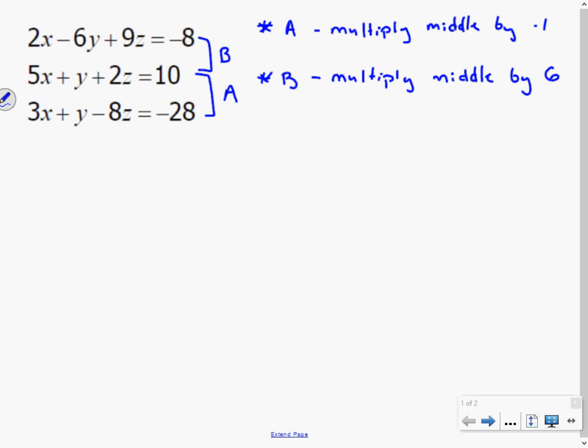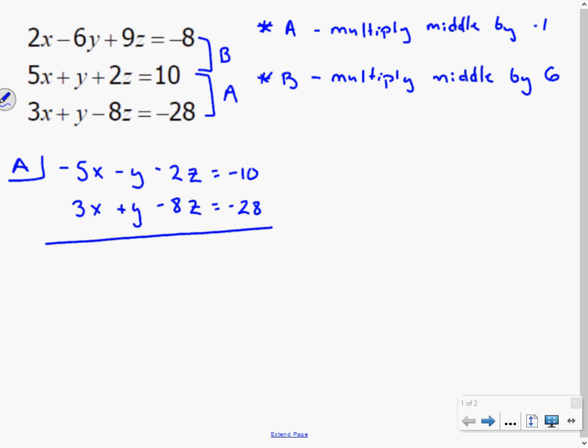So let's do A. We said we were going to multiply that middle equation by -1, so we have -5x minus y minus 2z equals -10. And then the bottom equation, we didn't change anything. Now we're going to add these together. -5x plus 3x gives us a -2x. The y's cancel. We add the z's. We add our numbers here. So we've got an equation with just x and z left.